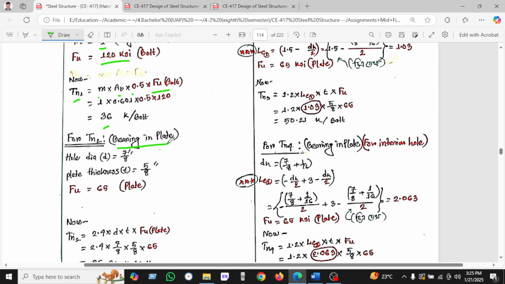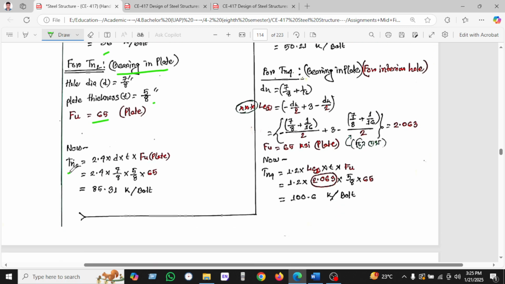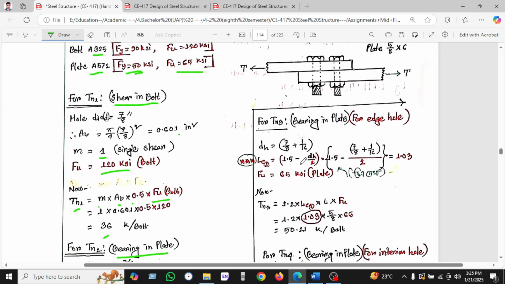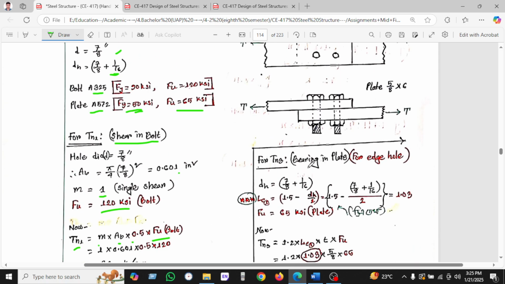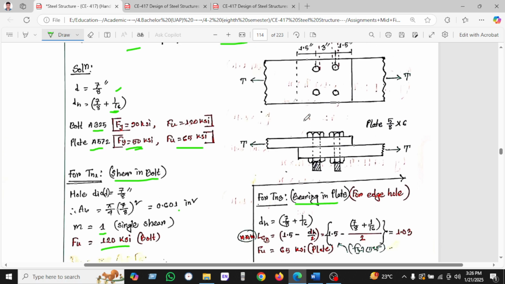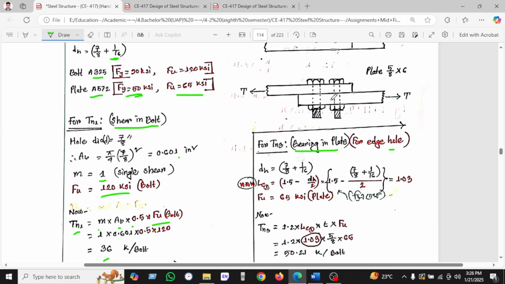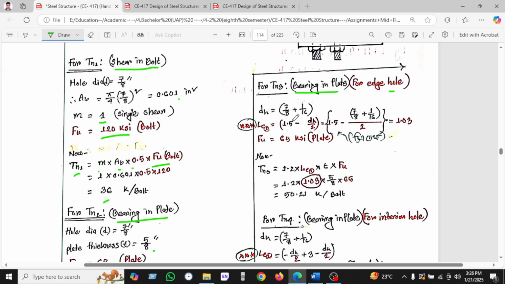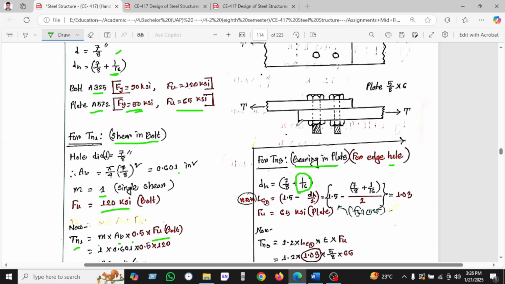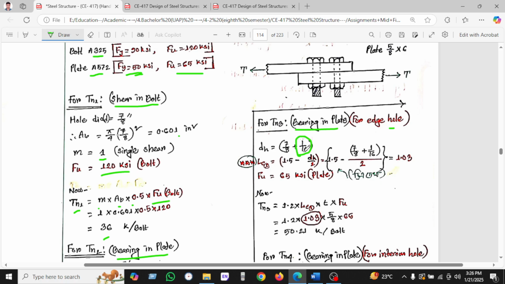And bearing in the plate: the hole diameter is found, the thickness of the plate is 5/8, and FU equals 65. So TN2 equals 2.4 D T FU for the plate, and we found 85.31. In this way we take the bearing on the plate. For the inch hole, we know that DH is 7/8 plus 1/16. This 1/16 is a constant as the hole diameter is given. If the bolt diameter is given, then we add 1/8.